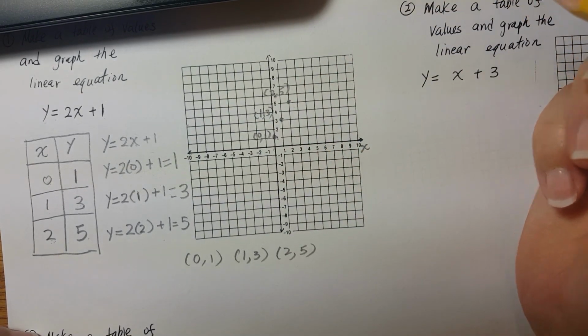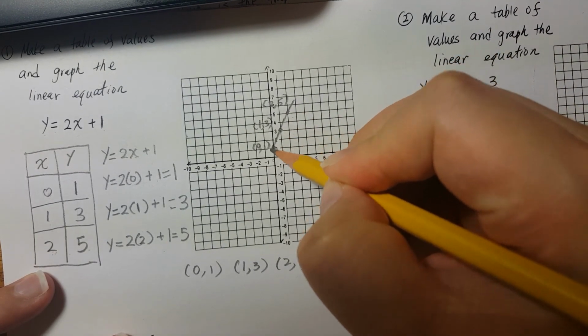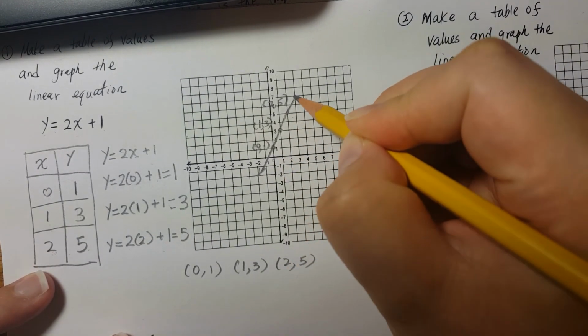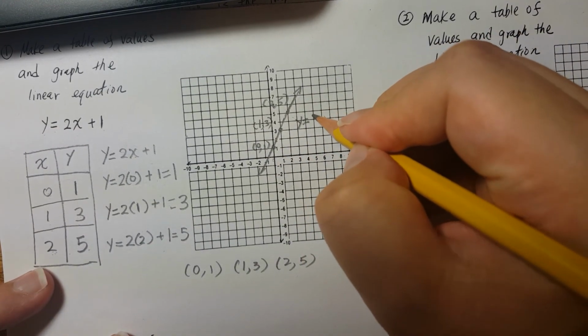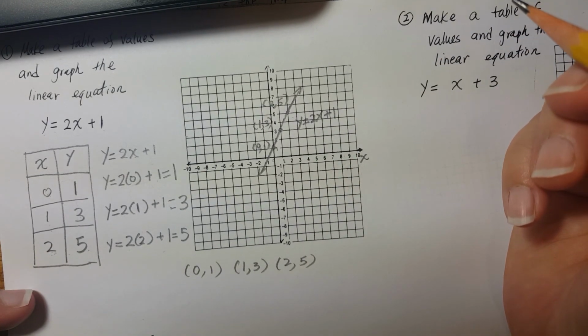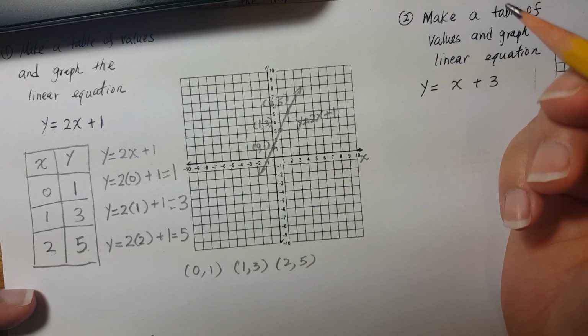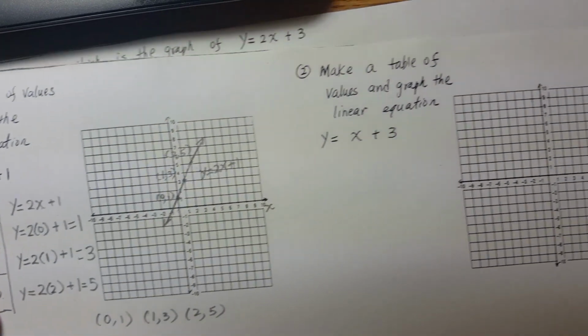After I plot these 3 points, I'm going to connect them. This is the line y equals 2x plus 1. So we finished graphing question number 1. Let's go to question number 2.